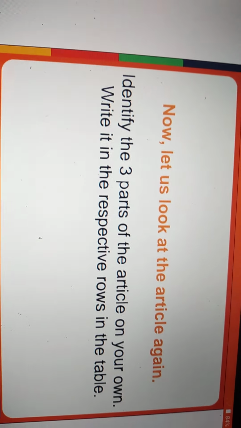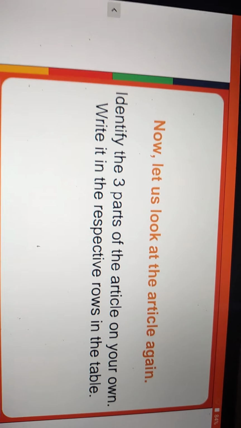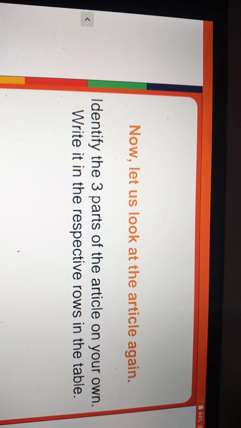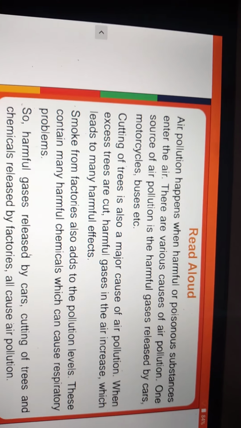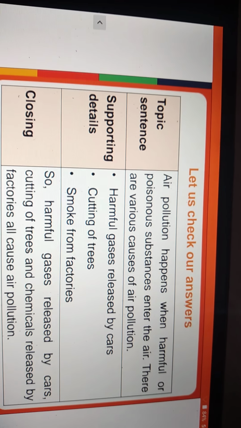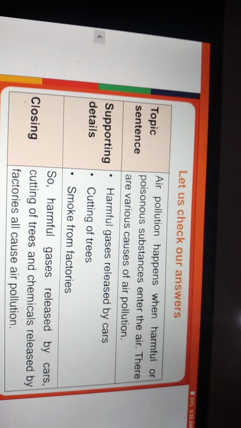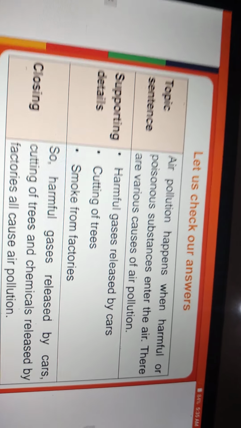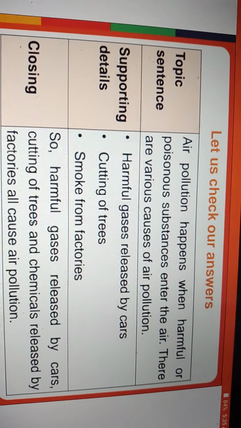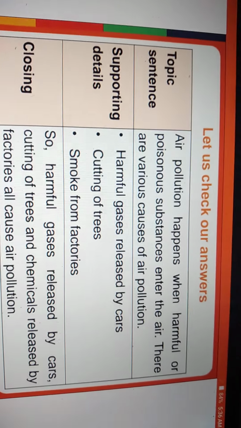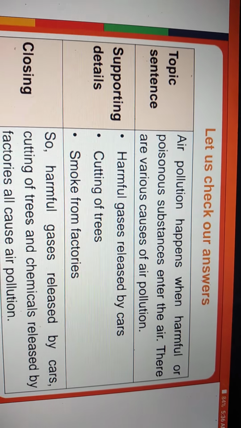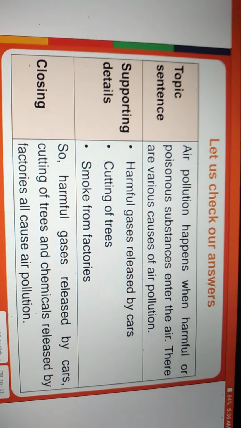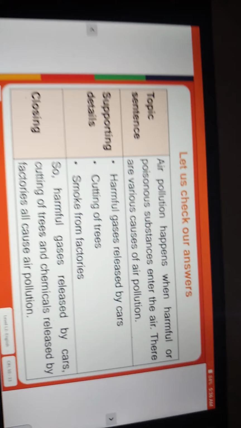Now let us look at the article again and write the 3 parts of the article, children. The same story only. The topic sentence is that harmful substances cause air pollution. The first 2 lines are considered the topic sentence, which tells us about the topic. And the supporting details are all the ideas that support air pollution.